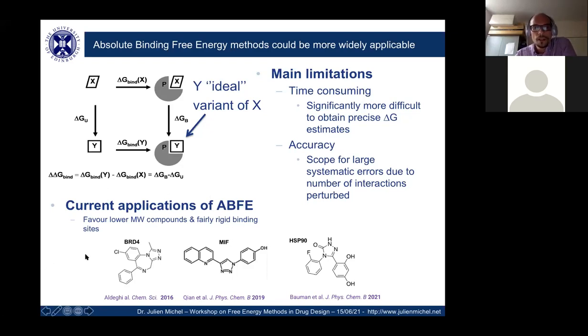And then if you look at the literature, there are certainly examples out there, which I would say tend probably to favor slightly lower molecular weight compounds than the lead-like space. And we are still trying to work out when these don't work. So we probably see more success on fairly rigid binding sites, but there's a lot of open questions about when you can robustly apply these methods or not.